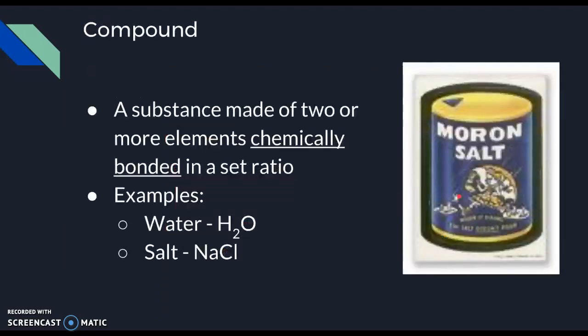Now, elements can be combined to form compounds, which are chemically bonded together. Water is H2O. That's hydrogen and oxygen together chemically in a set ratio. It means there's a certain amount. There's 2 hydrogens for every oxygen. Salt is sodium and chlorine combined together. There's a 1-to-1 ratio here. So they're chemically bonded.